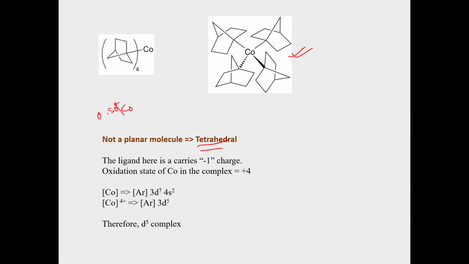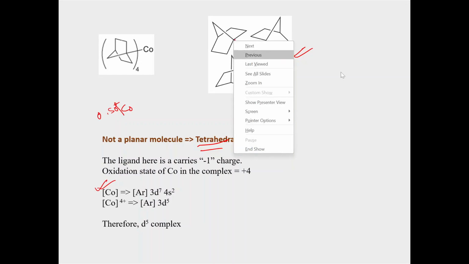Cobalt is a 3d7 4s2 element, free cobalt. And in this case, see how you will find the oxidation state. This ligand is kind of new for us. This is not a very common ligand, right? But how we can find out what charge this ligand is carrying is, see, only one carbon is attached to this cobalt, right?